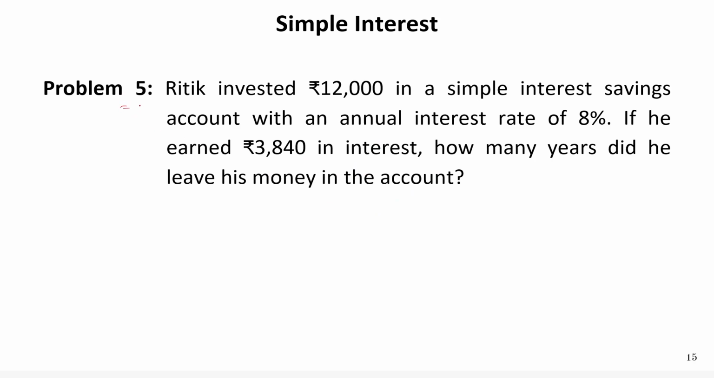So let's see problem number 5. Ritik invested 12,000 in a simple interest savings account with an annual interest rate of 8%. If he earned this much amount in interest, how many years did he leave his money in the account? So he invested this much amount, so this is equal to P. Simple interest with an annual interest of this much, so R is equal to 8, right? He earned this much in interest, so SI is equal to this.